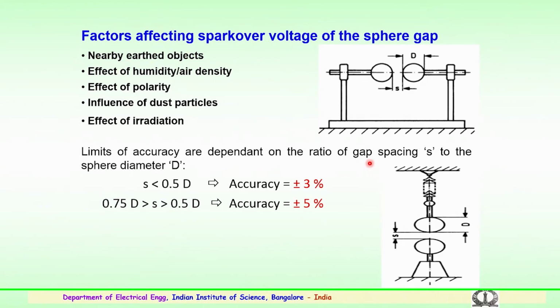Whereas if the distance S, that is the gap distance, to the diameter of the sphere is more than 0.75 d, or greater than 0.5 d, then the error will be higher, again plus or minus 5%. So, you may not get very accurate results. So, you will have to use the sphere gap assembly with a spacing lesser than the specified 0.5 diameter of the sphere.